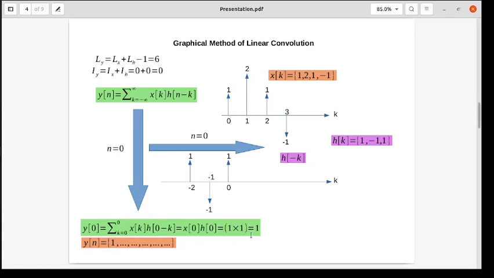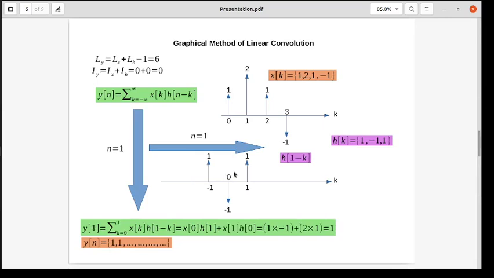Okay, so that is a different aspect of analytical solution of LTI system output through linear convolution. I'm not going to discuss these things here. So how many terms? Only one term, 1 into 1, its value is 1. That means we found our first output sample y0, that is 1.